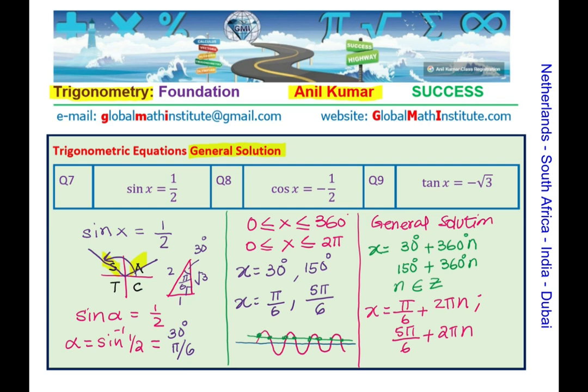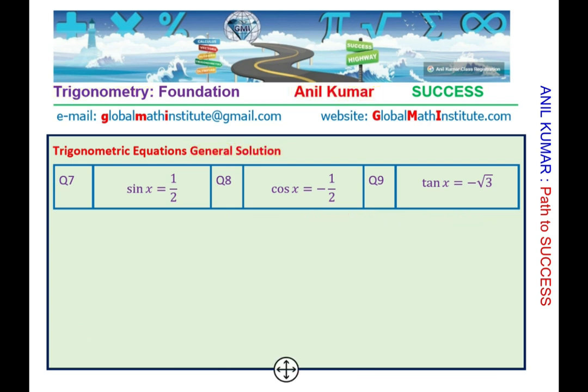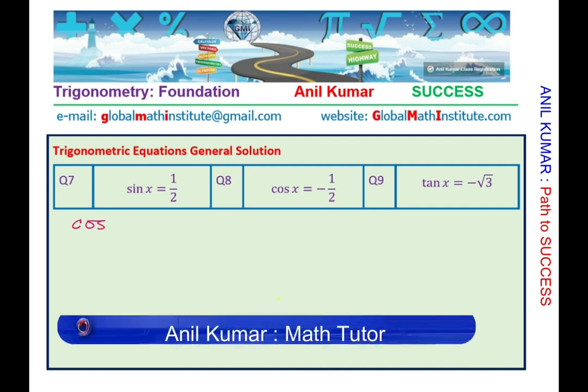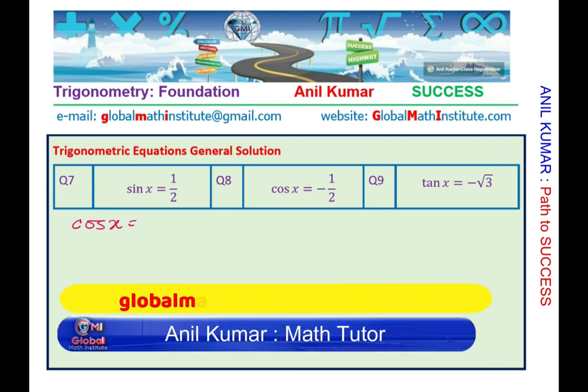We'll take up the cosine function now, and I'll give you a general expression in a very concise way. Let's move on to the next question, where we'll find the solution for cos of x equals to minus half.